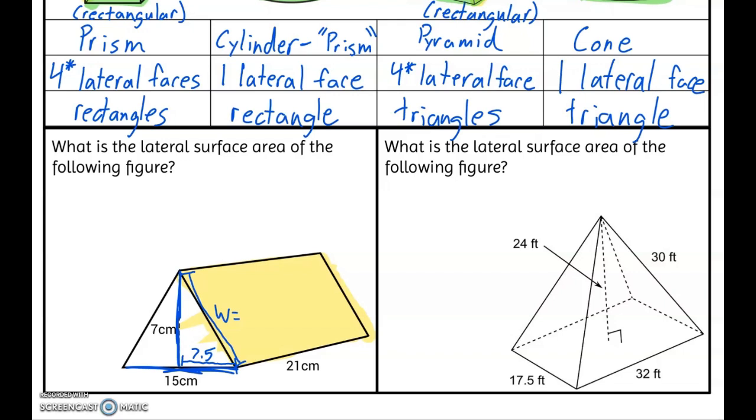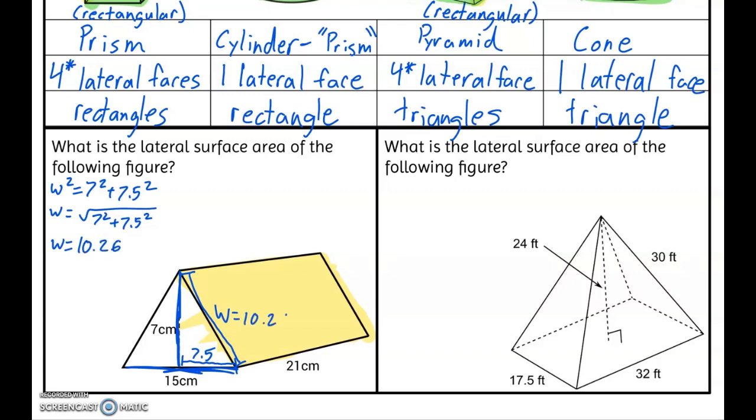So now we're going to have to do Pythagorean theorem to find my width here. Well, width squared equals 7 squared plus 7.5 squared. Then to get width by itself, we square root everything. So we square root 7 squared plus 7.5 squared. So my width is 10.26.